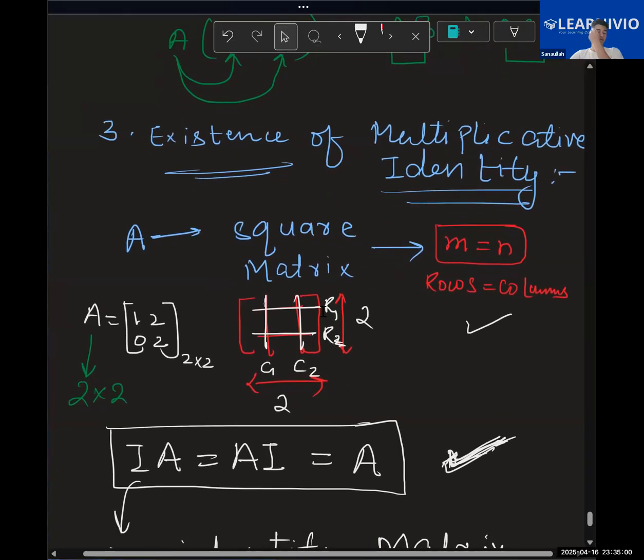Okay. Do you have some doubt in these properties that we have covered till now? No, sir. No, sir.